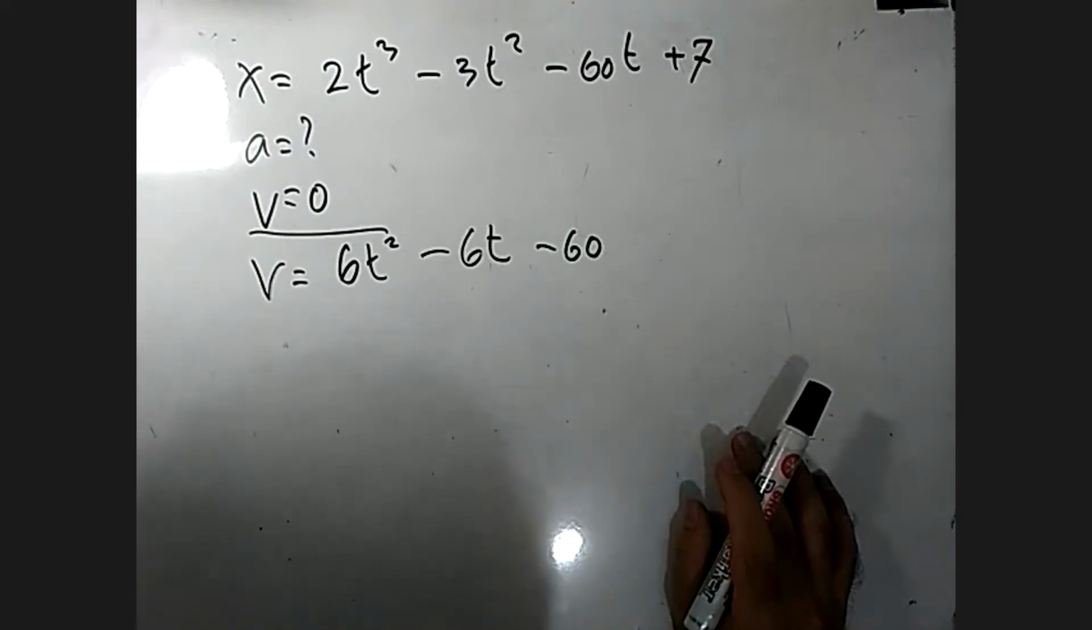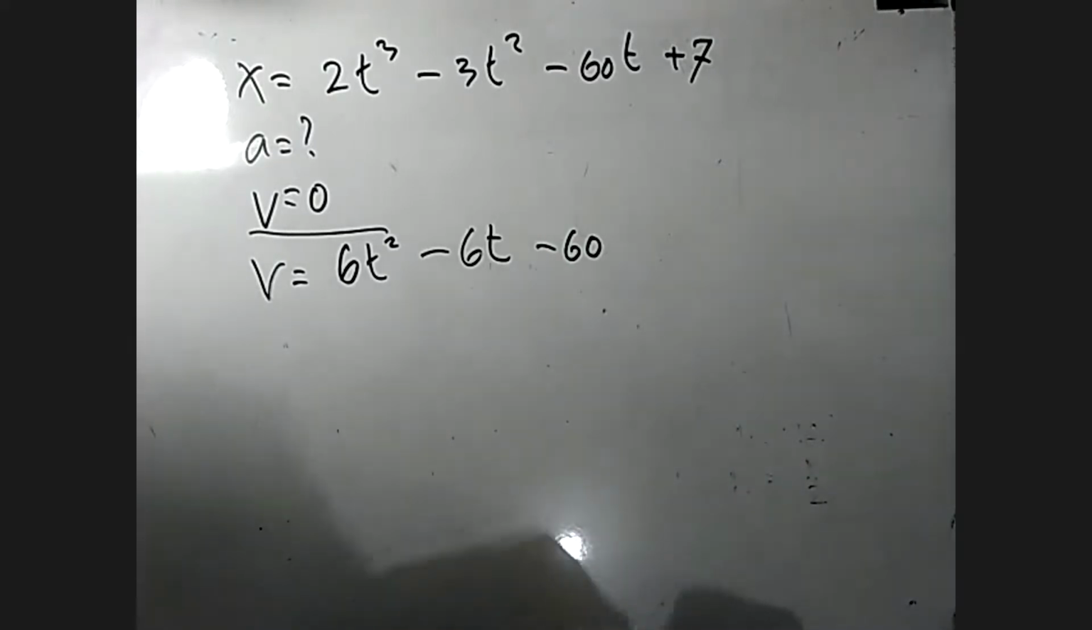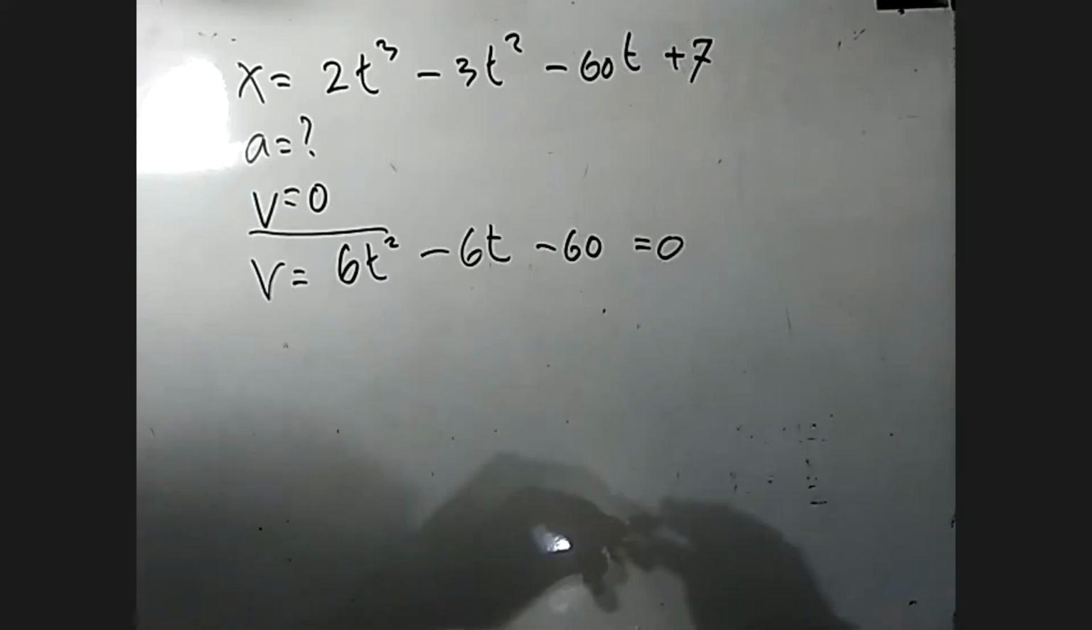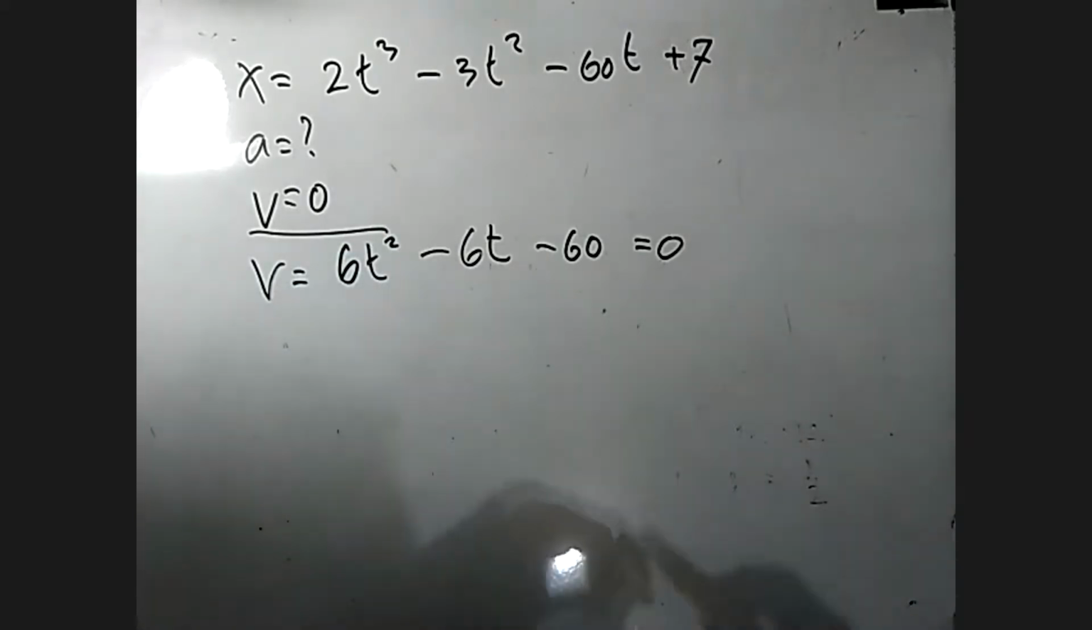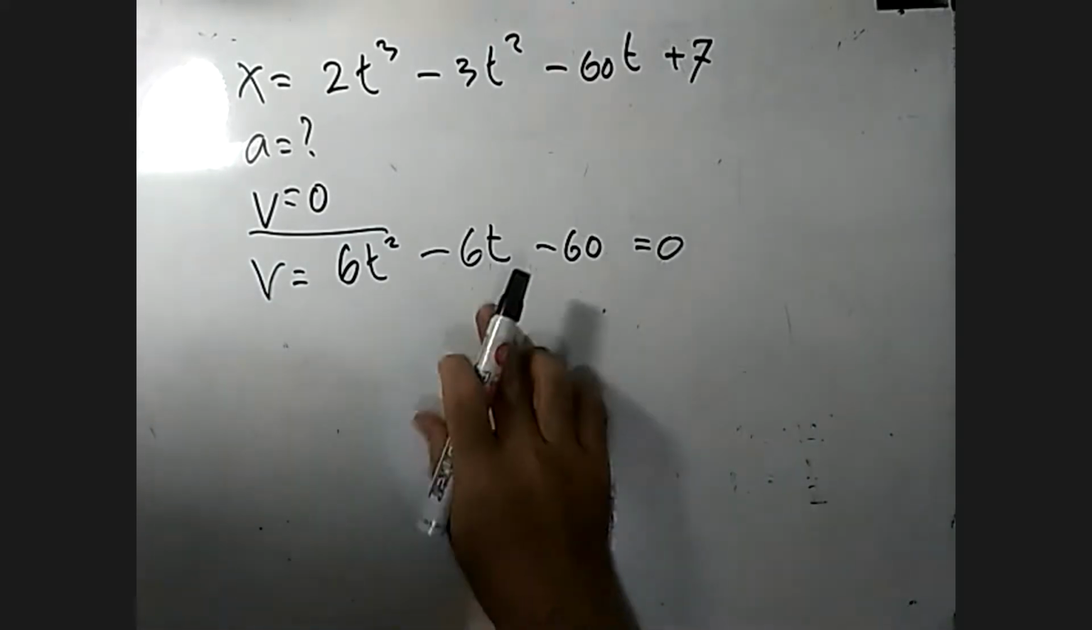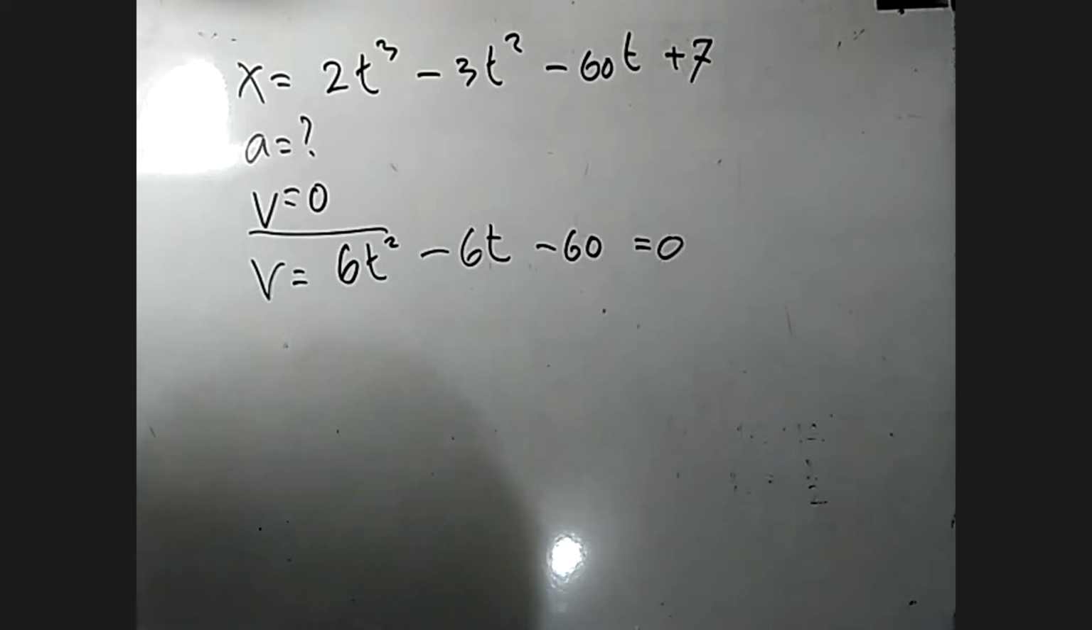Gone. Okay, now this is going to be 0, because this V is 0, right? So this value is going to be 0. Okay. Sharon, find me what is t then.